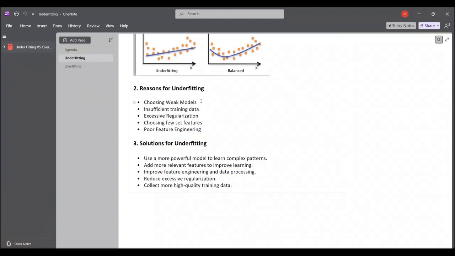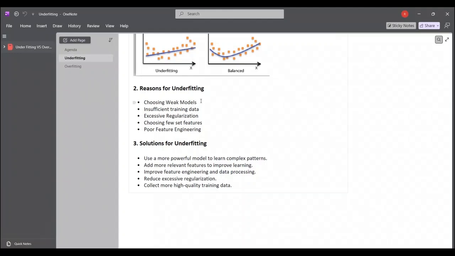Another reason is insufficient training. Machine learning models need enough time to learn patterns from the data. If training is stopped too early, the model may not fully understand the information. Using too few input features can also lead to underfitting. When important information is missing, the model cannot make accurate predictions because it does not have enough knowledge about the problem.